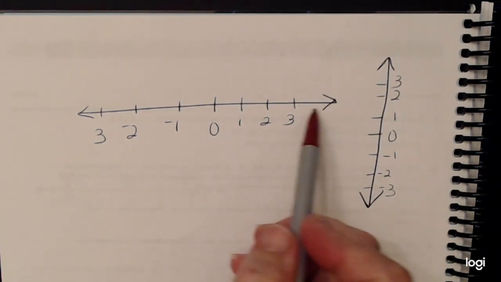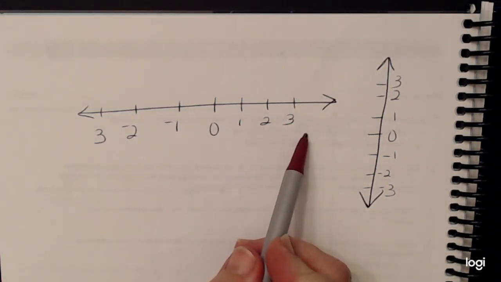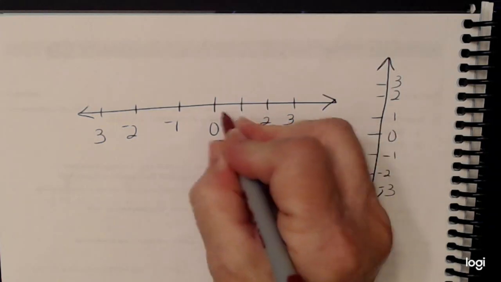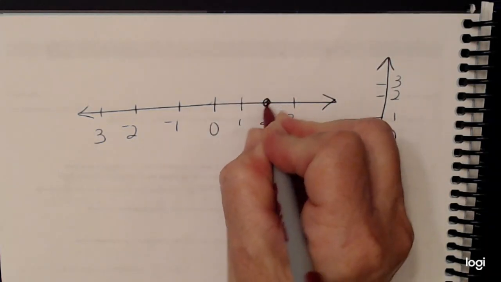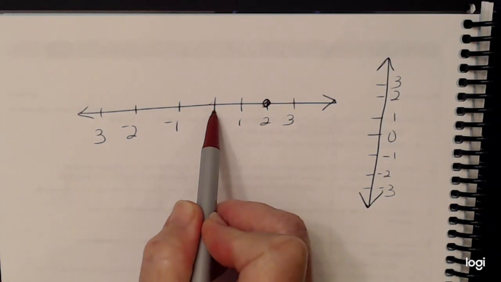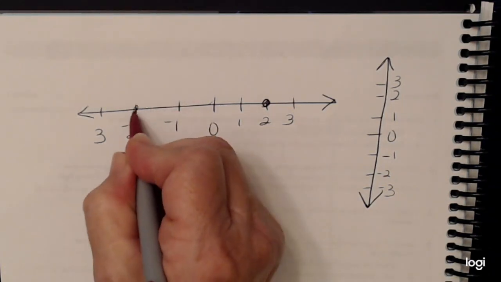We talked about the fact that these are all integers. We talked about we always start at 0 before we plot the point. If I would say plot the point at 2, we would go over 2 to the right. If I would say what is the opposite of 2, we start at 0, but this time instead of going to the right, we go 2 places to the left.